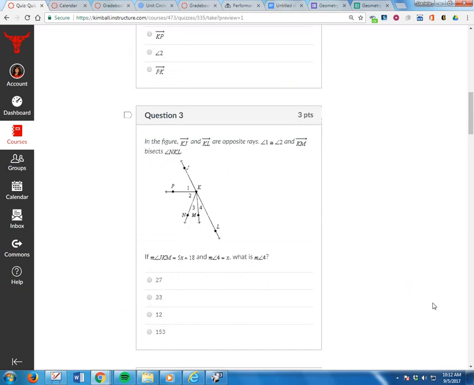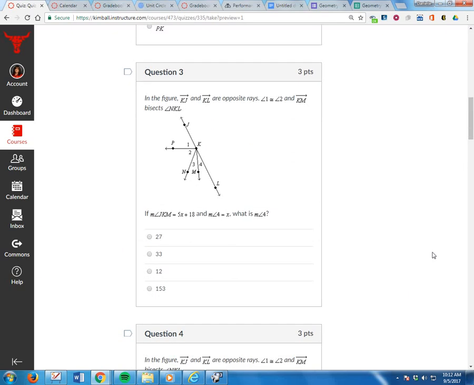Okay, same figure. This is why I told you maybe just to draw it once because it is applicable to several questions. If the measure of JKM, so it's 1, 2, and 3, right? All three of those angles, is equal to 5x plus 18. And angle 4 is x.